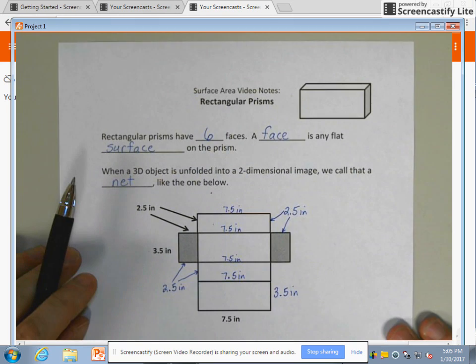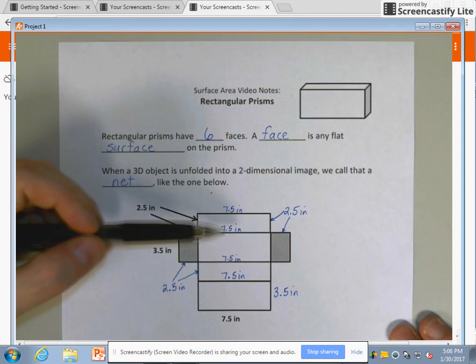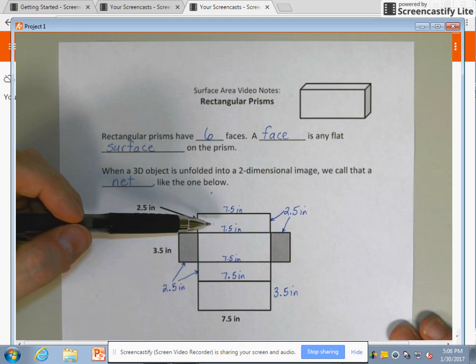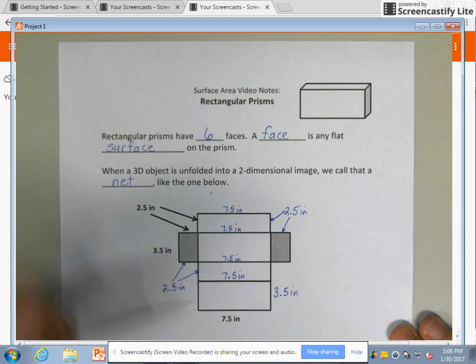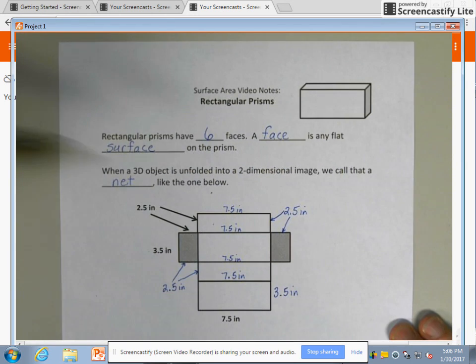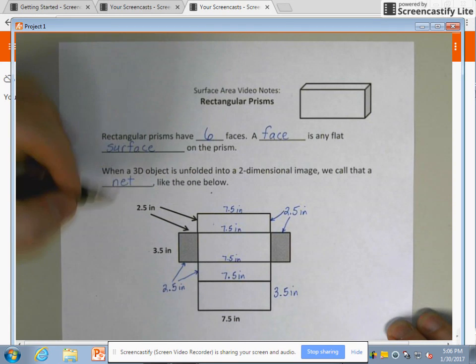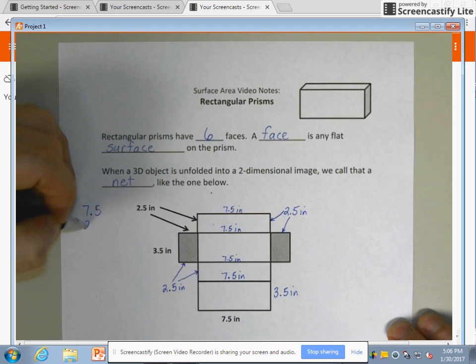Now the best plan, I think, for surface area is to find the area of one rectangle and write that area inside that shape. So let's do that. So let's take this top one here, and it's 7.5 by 2.5, and so we're going to multiply that together. 7 5/10 times 2 5/10.